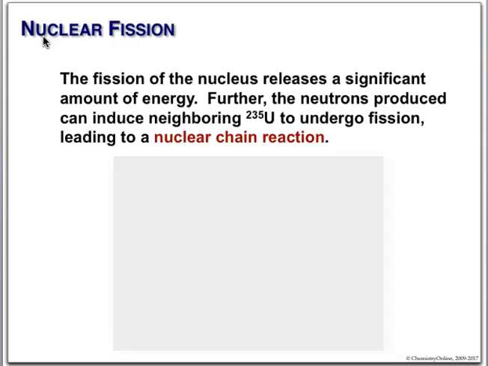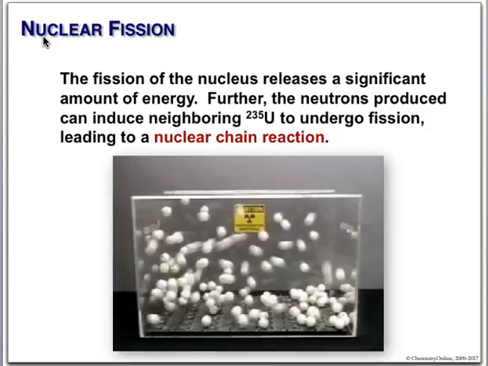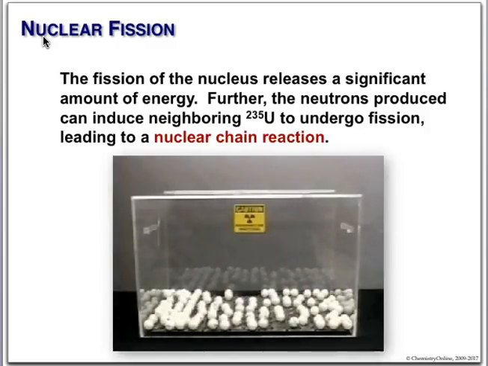The classic way to show this is with ping pong balls. What we have in this video is going to be a little box with mouse traps, and on each mouse trap is a ping pong ball. We will drop 1 extra ping pong ball in, that's our neutron, and boom, they all go very, very quickly. This is the concept, again, of a chain reaction.